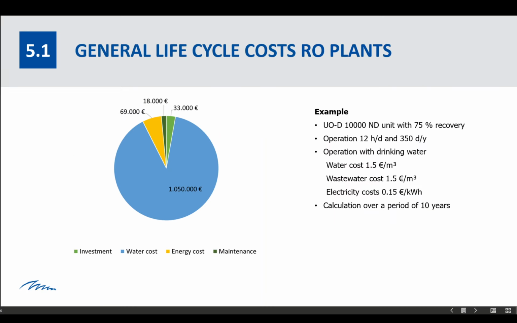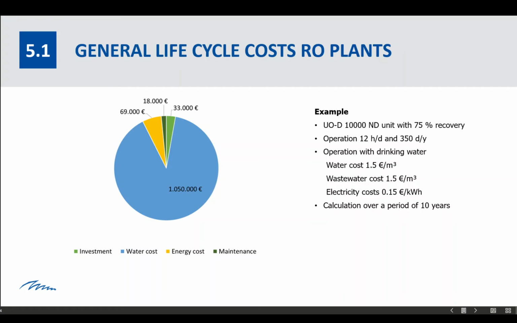So here we see the general life cycle costs. On the right side, we have chosen for an example, it's a UOD 10,000 ND unit with 75% recovery. We have 25% wastewater. We take the example with an operation of 12 hours per day and 350 days per year, and the operation with drinking water at a water cost of €1.50 per cubic meter and wastewater cost of €1.50 per cubic meter. Calculated with an electricity cost of €0.15 per kilowatt hour. Calculation is done over a period of 10 years.